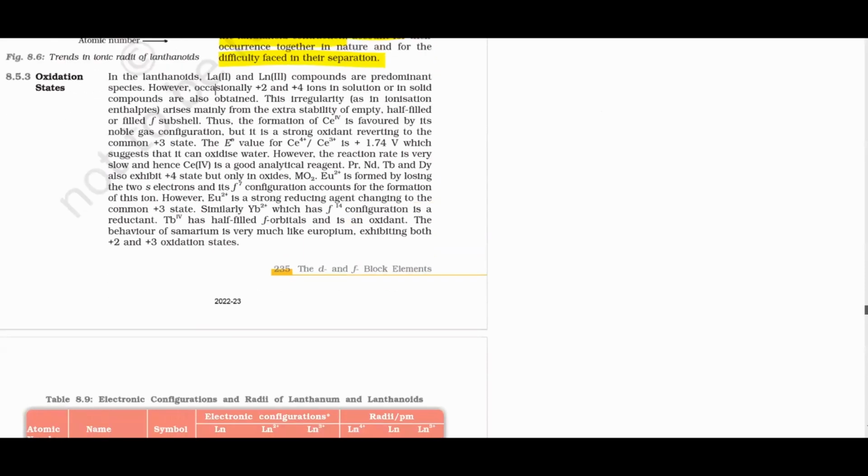Then oxidation states, you have to understand the most common oxidation states are +3 and sometimes +2, +4 can be observed most of the time whenever you get f7 or f14 configurations. So this is the basic reason behind reducing action, oxidizing action of the various oxidation states, a tendency to convert to the more stable half-filled or fully filled configuration. Here also we have an important question. Cerium-4 is used as a good analytical agent. Why? Because of the oxidation states again. So you're going to go through this.